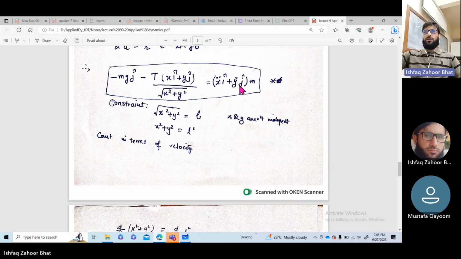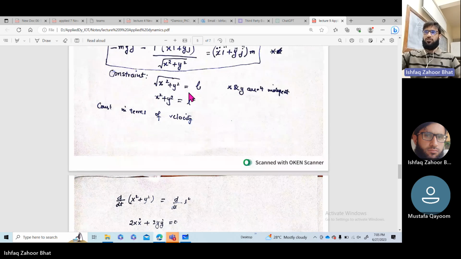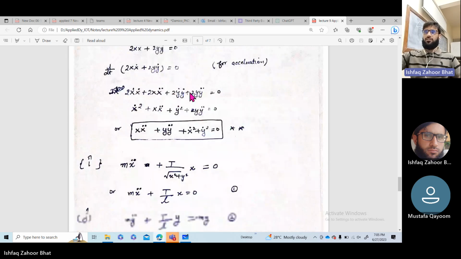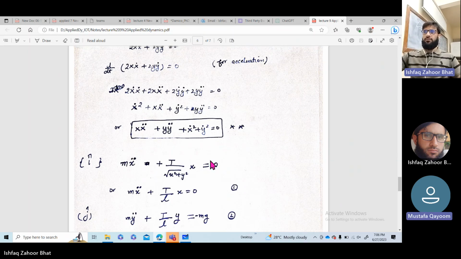What comes to our rescue is the constraint equation. We have this constraint equation, we differentiate it, and we get the third equation. It is a vector equation, and we can resolve it in two components. See, I'm doing that. We have this equation.